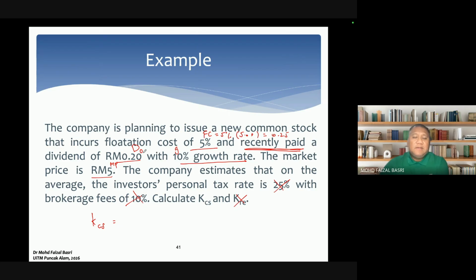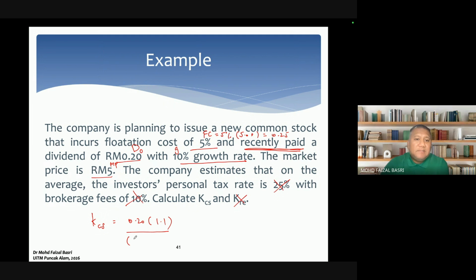Right, so the formula is D1. Since the question gives D0, this 20 cents of D0 we have to multiply by 1 plus G. So the growth rate is 10%. So 1 plus 10% is 1.1. Okay, so this is the way we get the D1. D0 multiplied by 1 plus G. Then we get the D1.